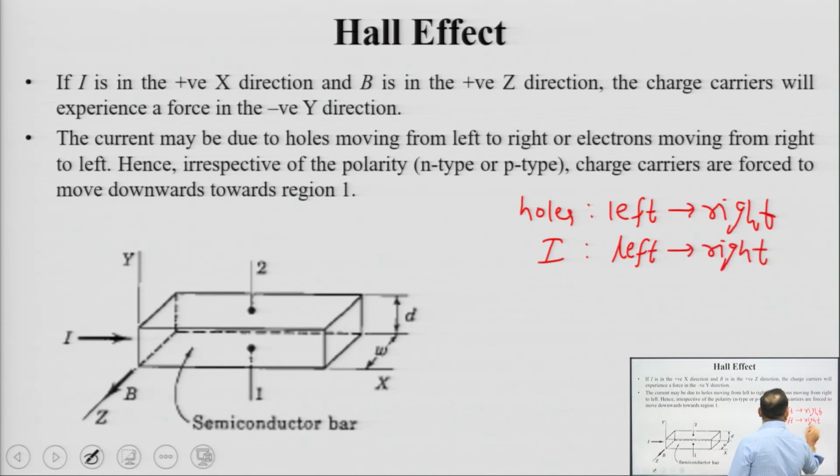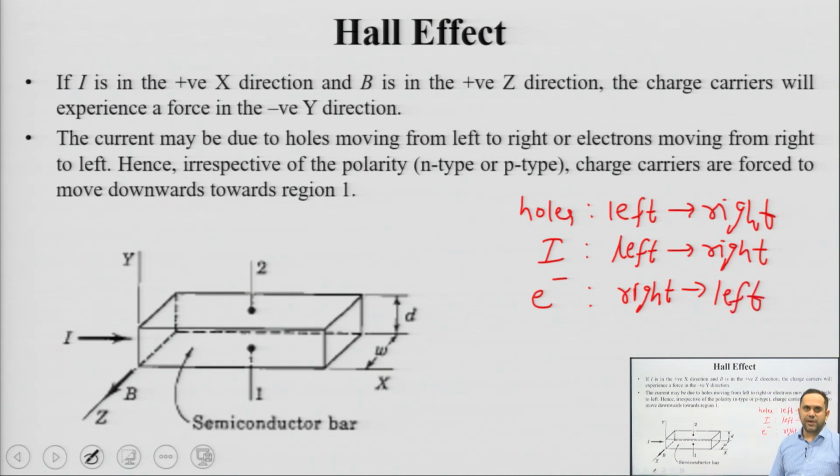If it is n type, you will have electrons flowing from right to left. We know that holes and electrons always flow in opposite directions, and the flow of electrons is always opposite to the direction of current. So, we have said initially that if the current is in the positive x direction, electrons will tend to flow from right to left. So, the current may be due to holes moving from left to right or electrons moving from right to left. Irrespective of whether your semiconductor is n type or p type, charge carriers are forced to move downwards towards region 1.